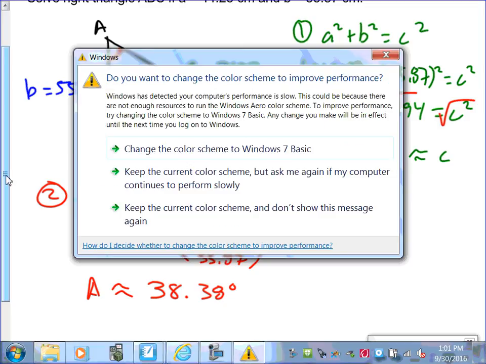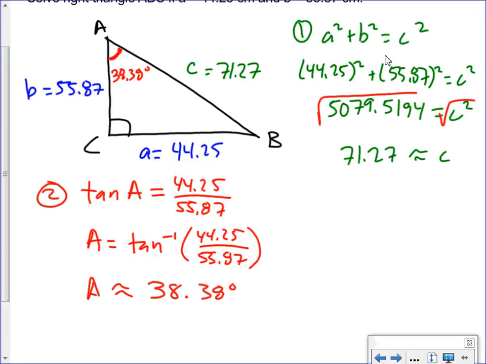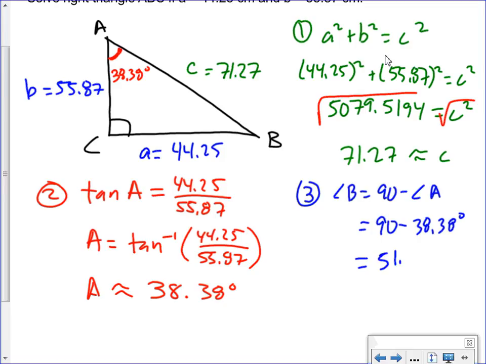We're almost done, here we go. How would you find angle B if you know two of them? You could do sine, cosine, tangent again if you want, but why? Angle B is just 90 minus angle A. So 90 minus 38.38 is 51.62. And they all lived happily ever after.